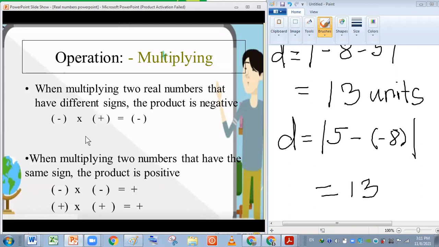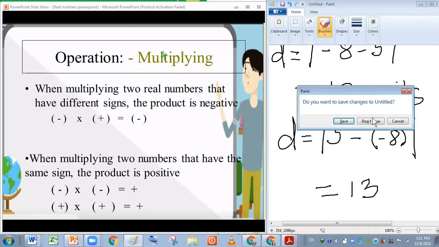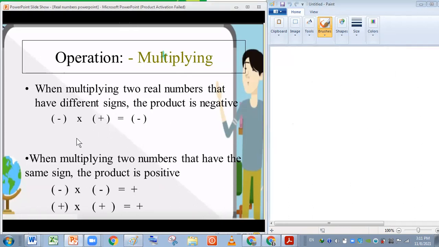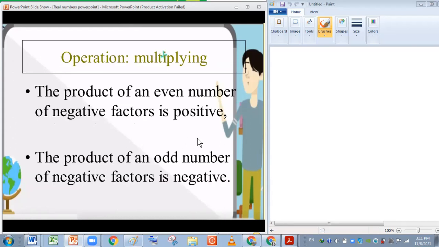Now, the operation of multiplying real numbers. Of course you already know that when we multiply a negative and a positive, different signs, the product or the answer is negative. And when we multiply the same sign, the answer is positive. So negative and negative, positive and positive. You already know that, so I won't really expand on that idea.